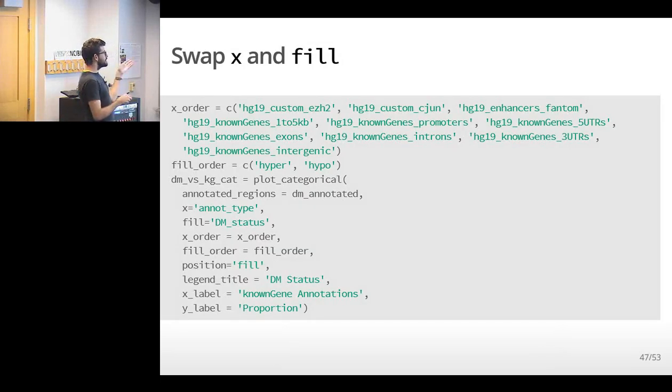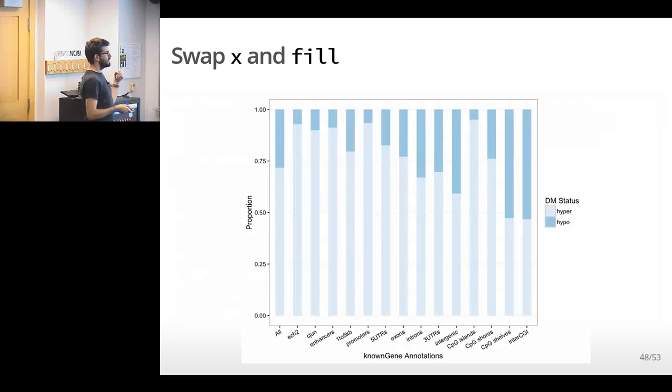And this function is flexible in that you can put any categorical columns in the X or the fill, right? So I could flip the differential methylation status and the annotation type and end up with a plot that tells me what is the relative hyper and hypomethylation in each of the annotations. And maybe you like looking at it this way better than the other way, and it's up to you. So you can see that it looks like there's a lot more hypermethylation in enhancers relative to all of the regions and versus some of the others, and so on and so forth.